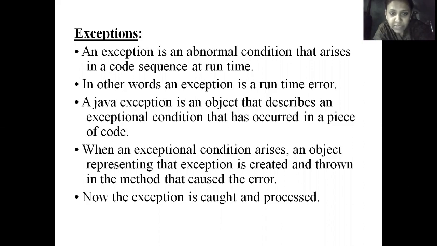So a Java exception is an object that describes an exceptional condition that has occurred in a piece of code. If this happens in your code, an object will be created according to that exception, and that object will be thrown to the method where the exception arises. Then the exception will be caught by some other block of code that will handle it and remove the exception so that your program runs further.